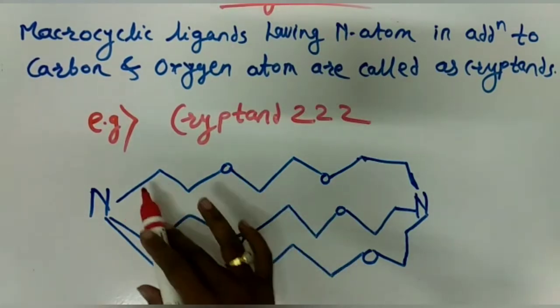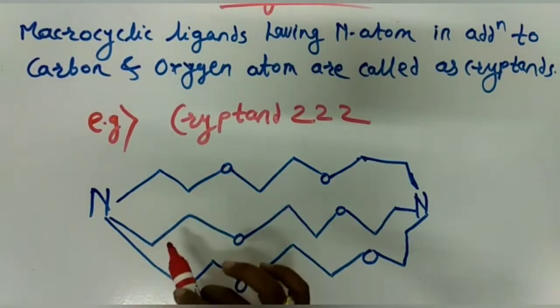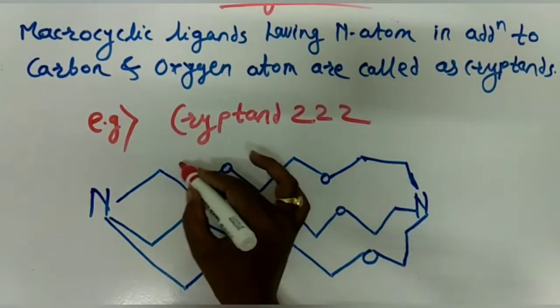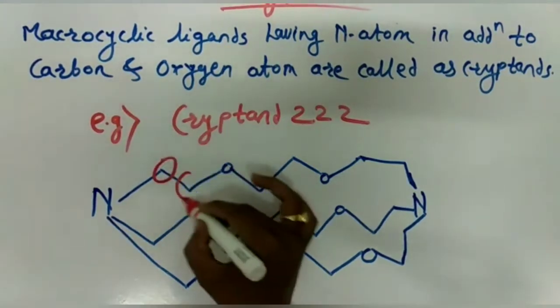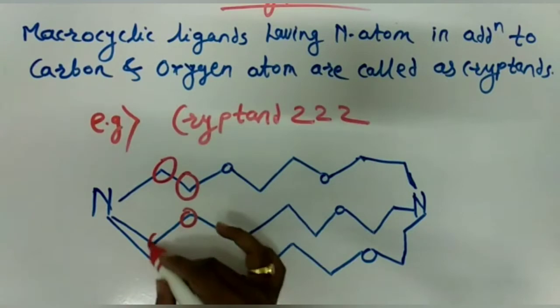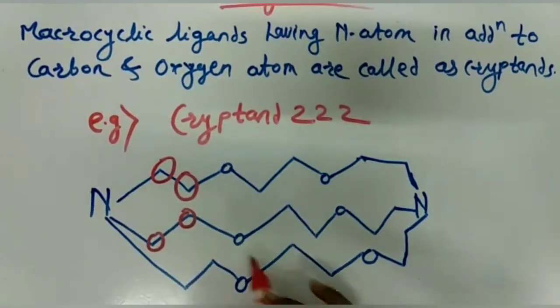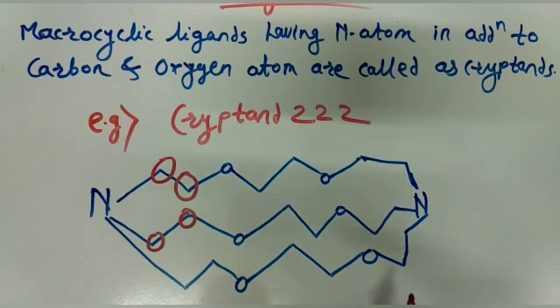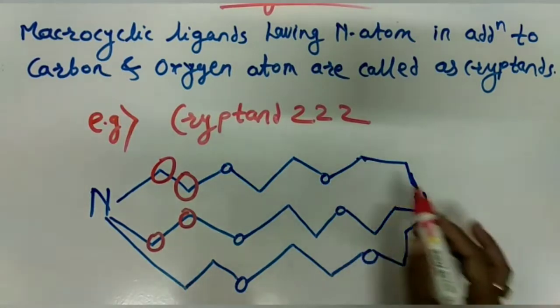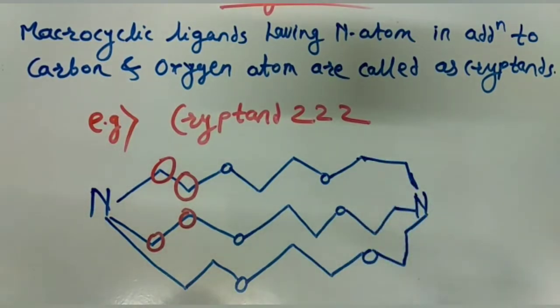Here the nitrogen atom and oxygen atom are separated by the methylene group. In every structure there is a separation of methylene groups between the nitrogen and oxygen atoms. See here the carbon, oxygen and nitrogen; two methylene carbon atoms are separated.